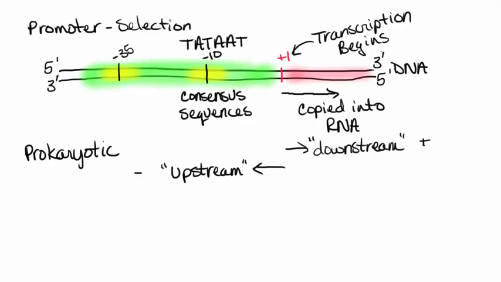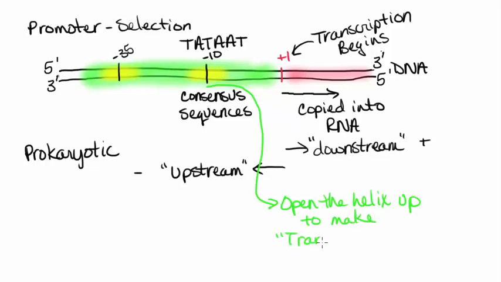The overall job of that consensus sequence, if we write it down below, is to help open the helix up. We are going to have to break some hydrogen bonds so that we can actually make RNA off of the DNA template. So the -10 consensus sequence, the TATAAT, is going to help us split the strands apart from each other so that we end up with what we call a transcription bubble. Okay, so we'll open the helix up. That will help make that transcription bubble.